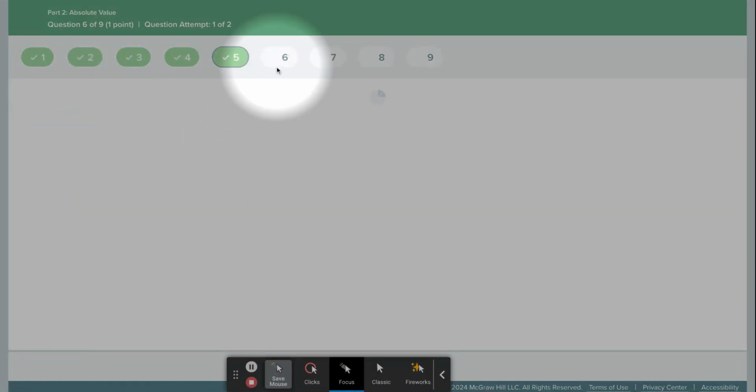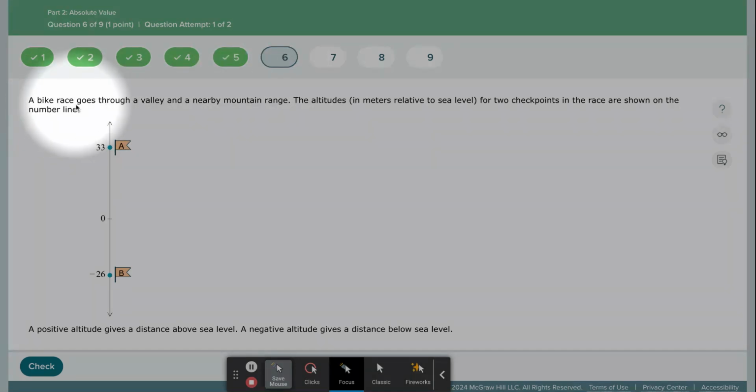Next. A bike race goes through a valley and a nearby mountain range. So valleys go down, mountain ranges go up. The altitude, which is just how high up the land is, the altitude in meters relative to sea level for 2 checkpoints in the race are shown on the number line.